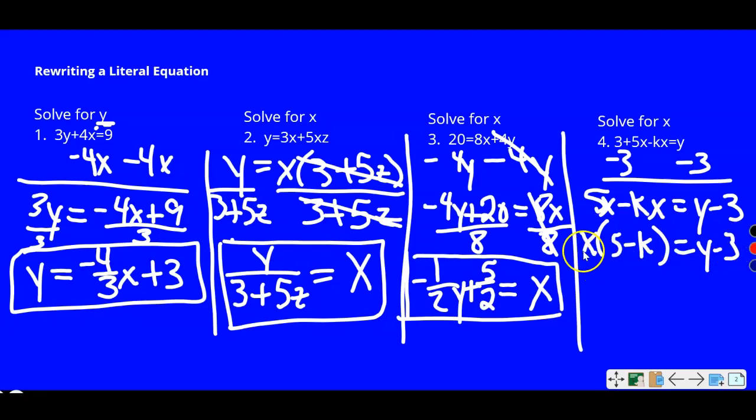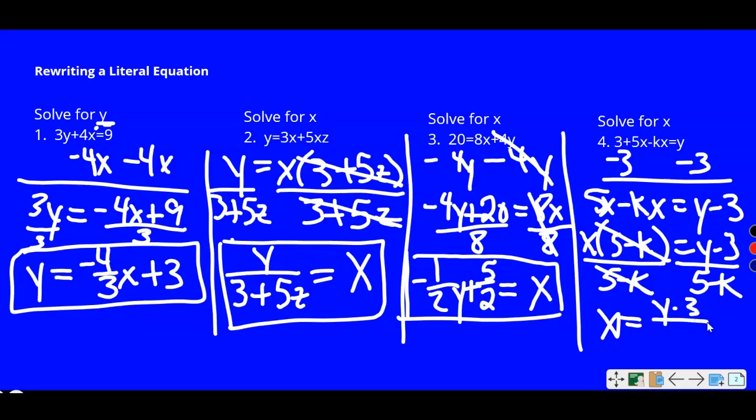Now we have x times this whole expression. We're trying to solve for x. So the opposite or the inverse of multiply is divide. So divide both sides by 5 minus k. This cancels with this. X is equal to y minus 3 over 5 minus k. And again, that's as far as you can go. You can't get an actual number for an answer because we have multiple variables here. And so we're just rewriting in terms of x because it asks us to solve for x.